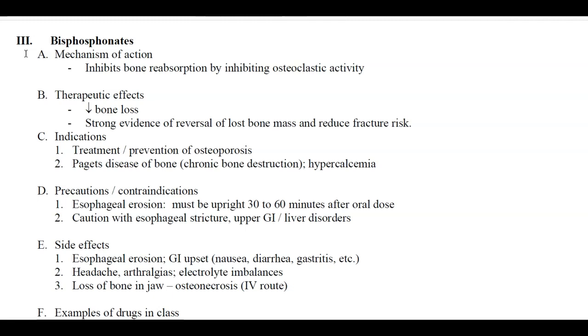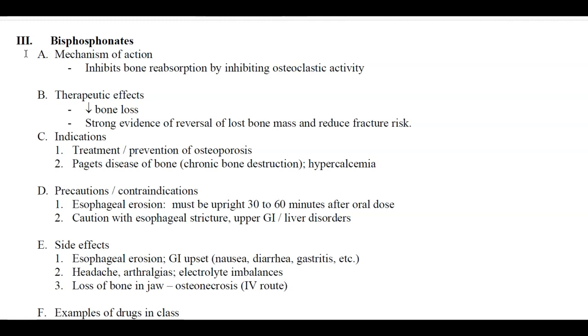Studies show that when a patient is on bisphosphonates, it actually reduces hip fracture, spinal fracture, or basically different kinds of fracture by approximately 40 to 50%. So there's strong evidence of the reversal of lost bone mass, and that it reduces fracture risk.